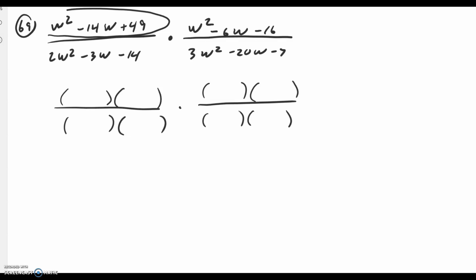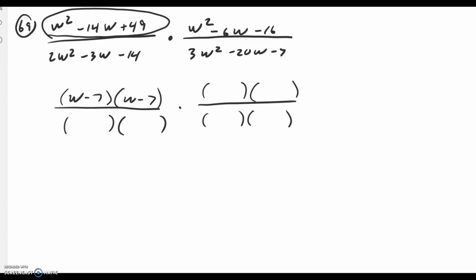Here the factoring's a little harder, so I'm going to start with the easiest one I can find, and it seems to be this one, because 7 times 7 is 49. That's a perfect square. I think it's w minus 7 times w minus 7, and sure enough, that's minus 7w's, minus 7w's, minus 14w's. I think I'm good to go.